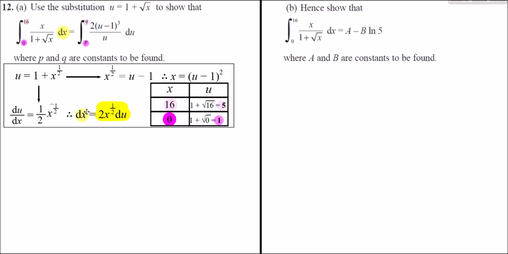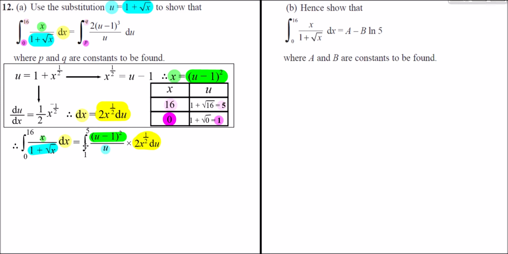So we've got dx in terms of du, we've got x itself in terms of u, and 1 plus root x is itself u. So it would appear that we're pretty much good to go. So therefore, this first integral becomes the integral from 1 up to 5, u minus 1 squared all over u multiplied by 2x to the half du.